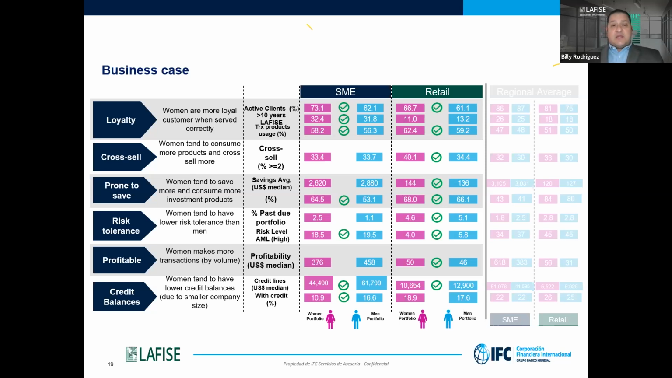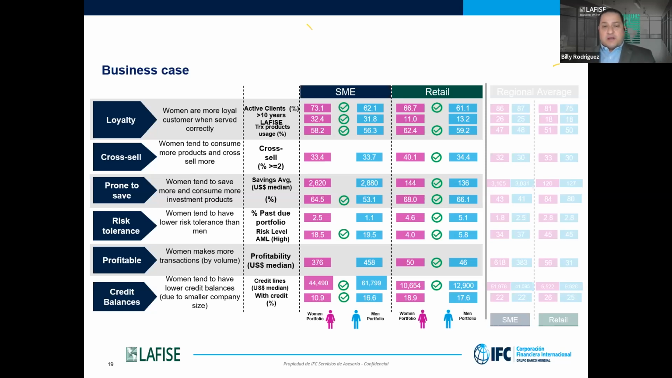So as you can see, we see a higher active clientele in women, more loyal, so more than 10 years with La FISE, which is one of the key points right there, and the transaction usage as well in the products. So they're above the SME numbers. In the cross-sell part, they tend to consume more products. They're very balanced right there on the numbers.